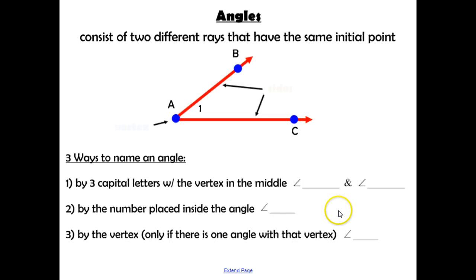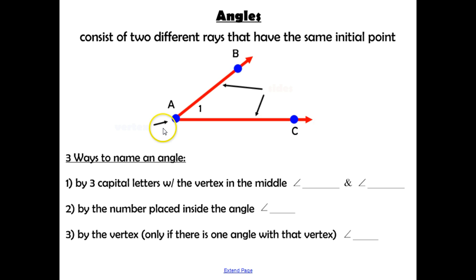Measuring angles. So first let's talk about what an angle is. An angle consists of two different rays that have the same initial point. So we talked about rays, how they start at one point and they go forever through another point. So there's one of our rays, AB, and then our other ray, AC.